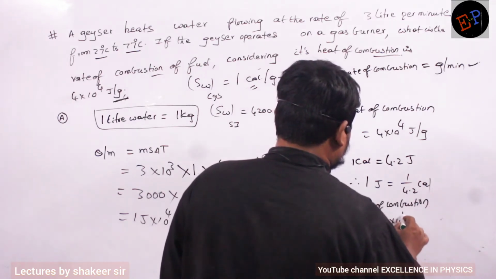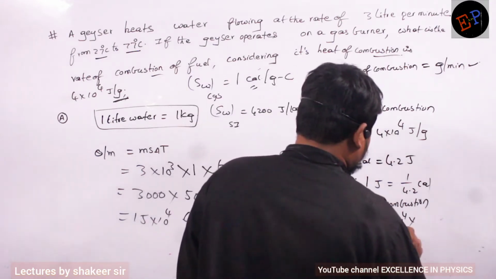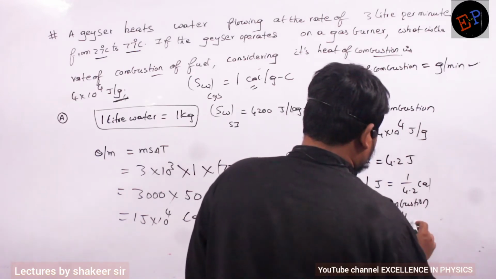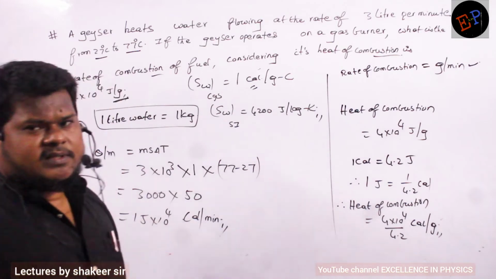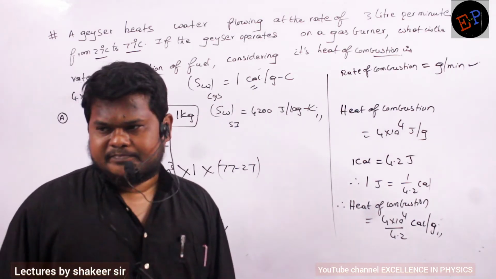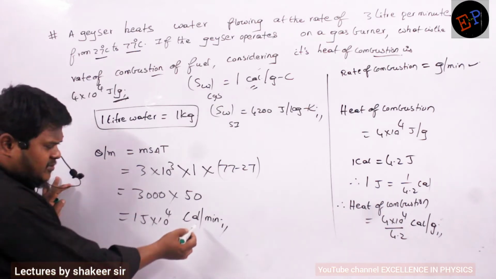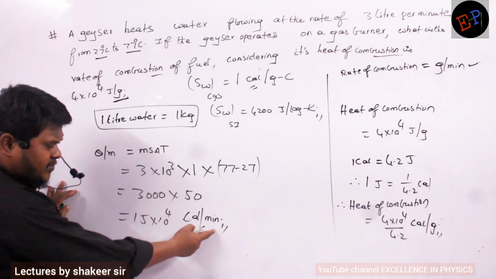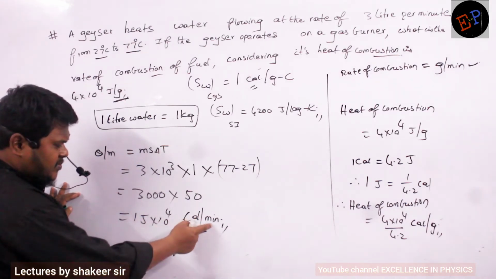4 into 10 power 4 multiplied by, instead of 1 joule, what can I write? 1 by 4.2 multiplied by, now joules have been converted into calories, no? Calories per gram. Now everything is in terms of the CGS system. Is it clear? Okay. Now see, this is the first information I have calculated. I have to supply this much heat energy per minute. So 15 into 10 power 4 calories per minute.